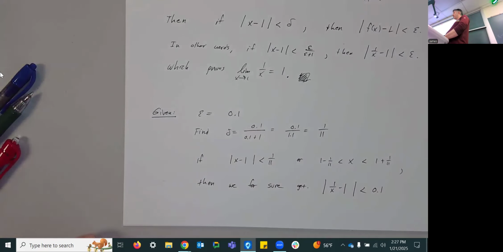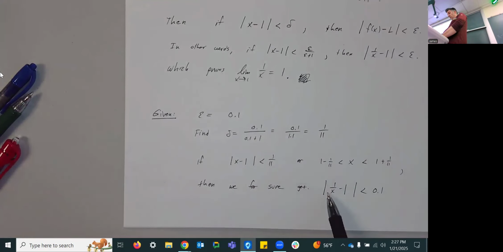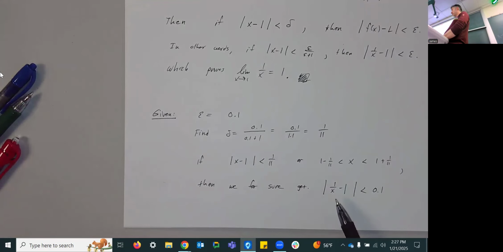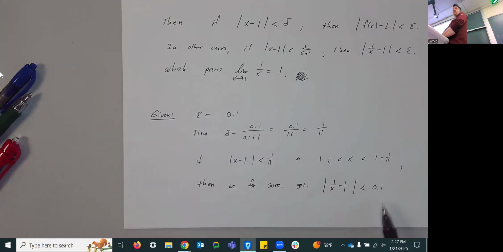And we can see that, right? Whether you plug in a number as big as 1 plus 1/11th or as small as 1 minus 1/11th, and we do the subtraction here, we're going to get 1 over 11. And the absolute value of 1 over 11 is certainly less than 1/10.